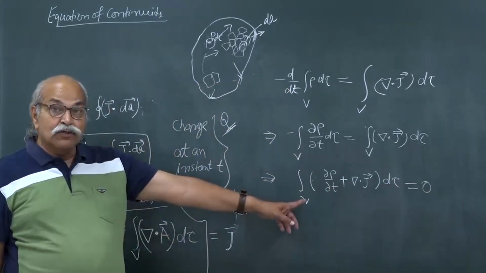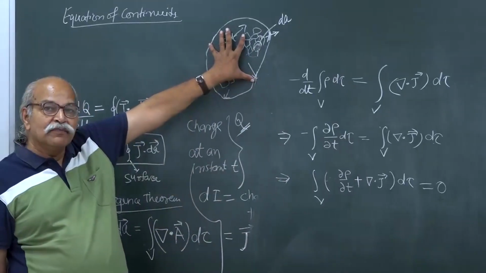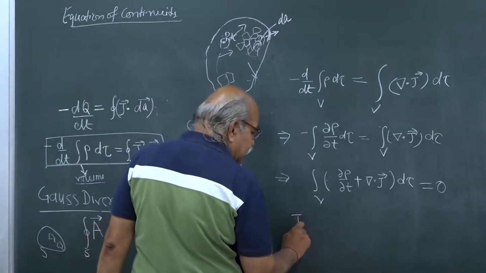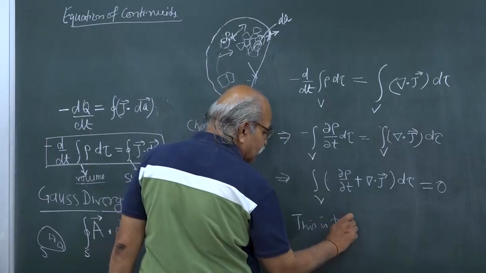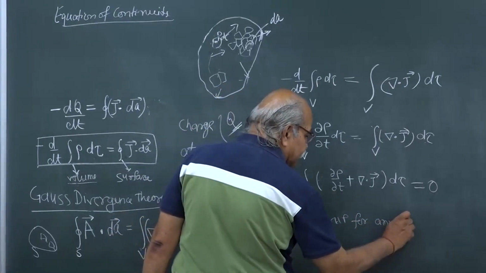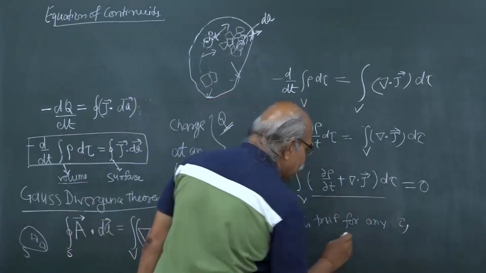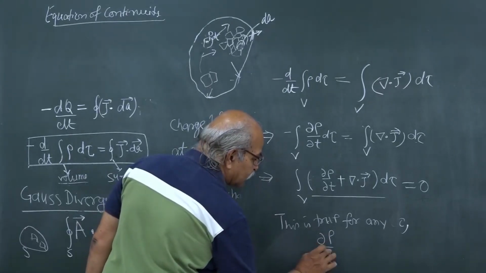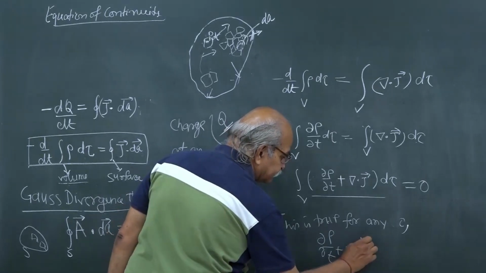And since it is true for any volume, we have started with any arbitrary volume and gotten all these things. So since this is true for any tau, whatever tau you want to take, that will happen only if del rho del T plus divergence of J is equal to 0.